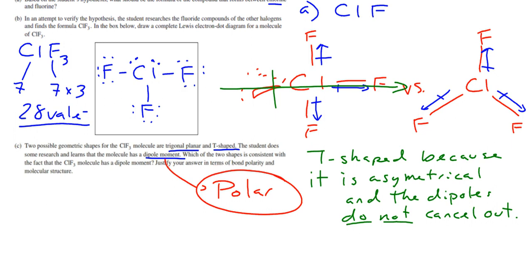Whenever you're talking about polarity, either the dipoles cancel out or they don't. It's not because it has lone pairs. And that's it. So it could just say, explain why one's polar and one isn't. Trigonal planar, the dipoles cancel out. So there is no dipole moment. The other one, the dipoles do not cancel out. So there is a dipole.